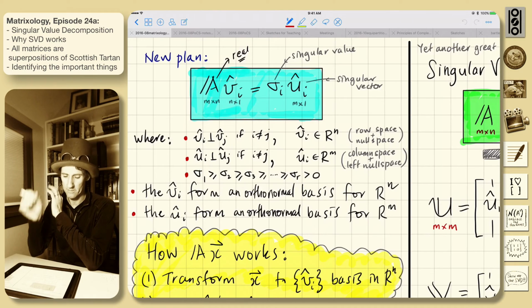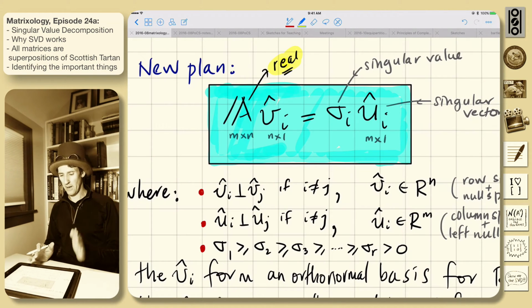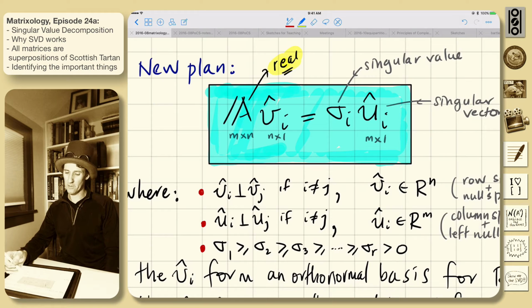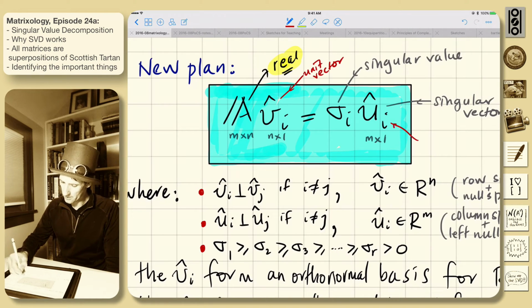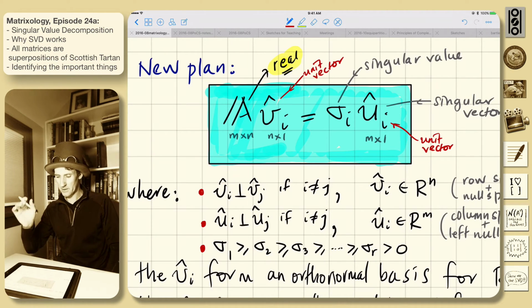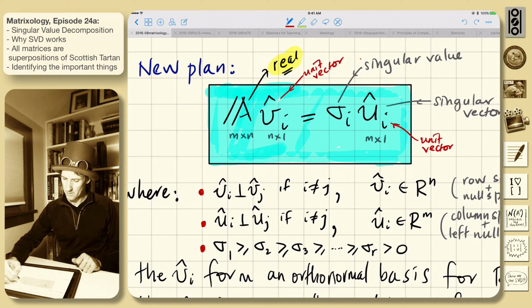So here's the new plan, this thing here. Let's make this big. We're going to think about real matrices, but this can be generalized. So, right, that's this piece here. A is real. So instead of Av equals lambda v, it's going to be Av equals sigma u, and so this is a unit vector. Right, so let me make that clear. Unit vector. Another unit vector here. These are called singular vectors. And this is a singular value instead of an eigenvalue, right?